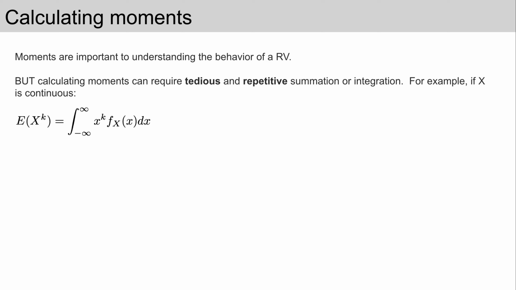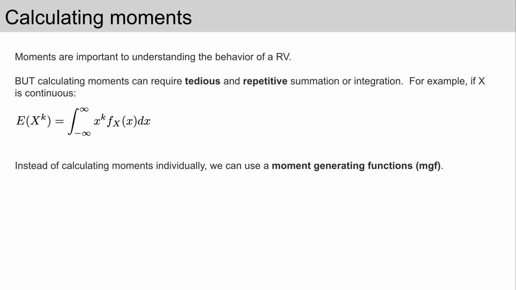However, calculating moments can require tedious and repetitive summation or integration. For example, if x is continuous, to calculate the kth moment of x, we must integrate x to the k times the PDF f of x. The good news is that we don't have to calculate each moment individually. We can use a moment generating function, or MGF.